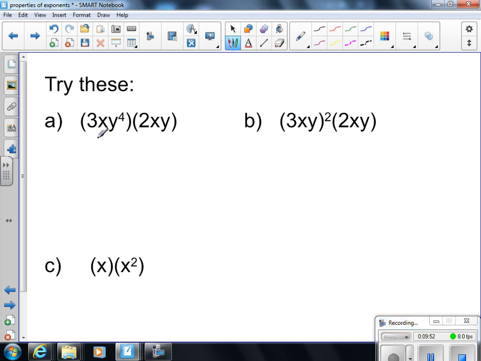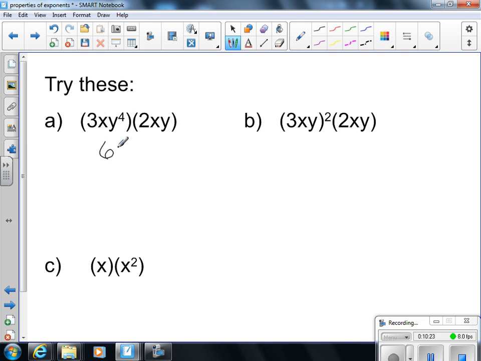Let's try it. The quantity 3xy to the fourth power times 2xy. Now, if I got rid of my parentheses, there's nothing being raised to the powers here. It's just basically saying 3 times x times y to the fourth times 2 times x times y. Anything I can just multiply together, like whole numbers? Right, the 3 and the 2. Now, they're not being raised to a power. The 3 is not being raised to the fourth power, so I'm just looking at 3. 3 times 2 is 6.